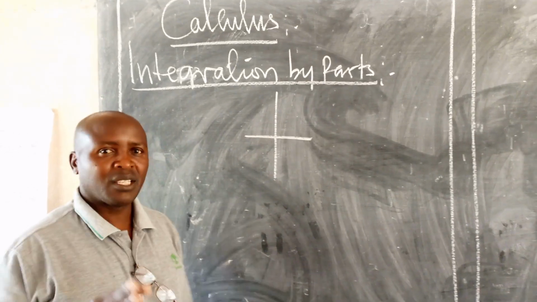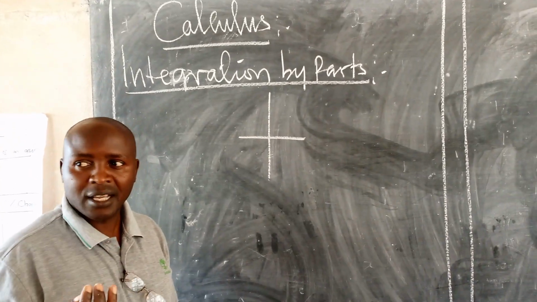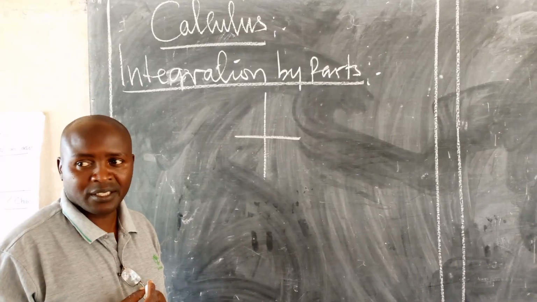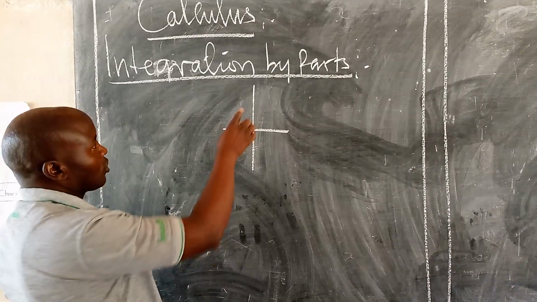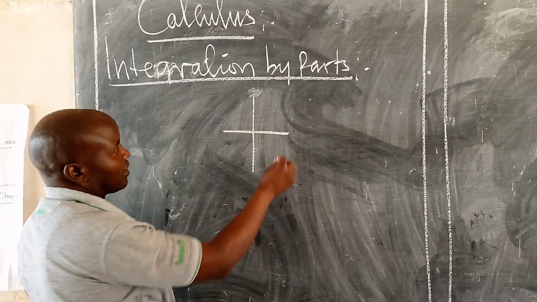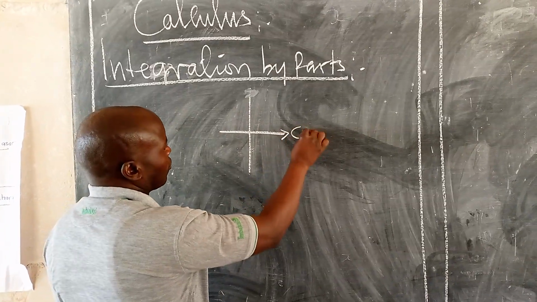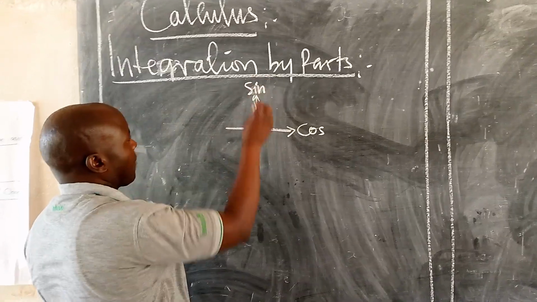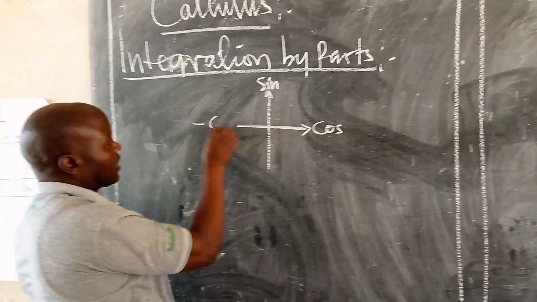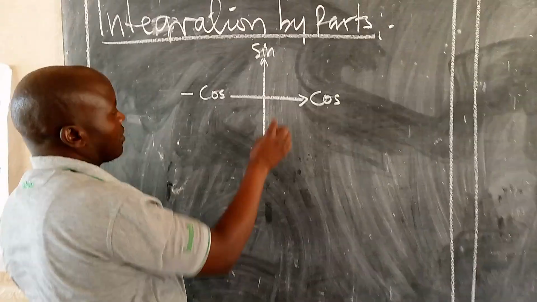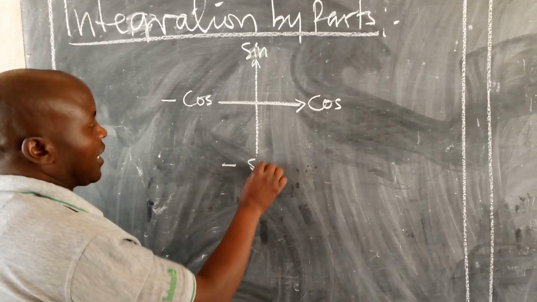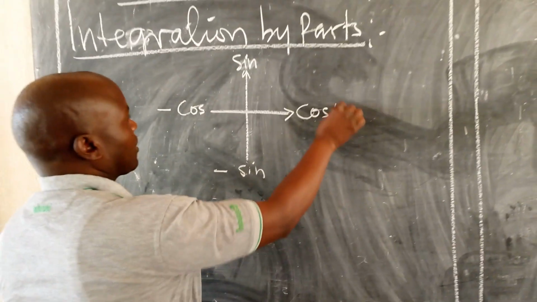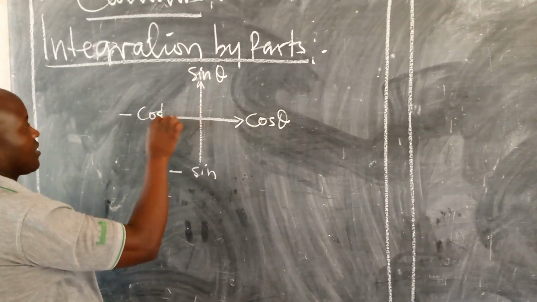So there are some basic things we have to understand when it comes to integration by parts. What are those things? From here onwards, you should understand that the x-axis stands for cosine, the y-axis stands for sine, and then this one becomes a negative, and then this one becomes a negative sign, like that. So please, we have to understand these things.